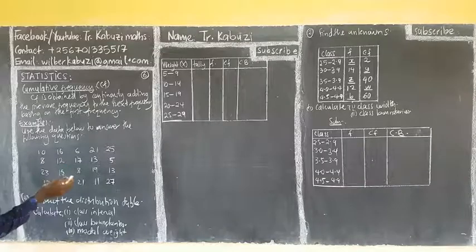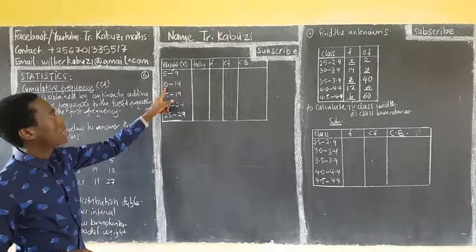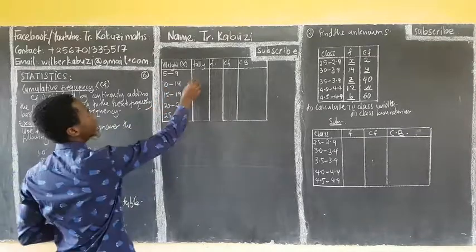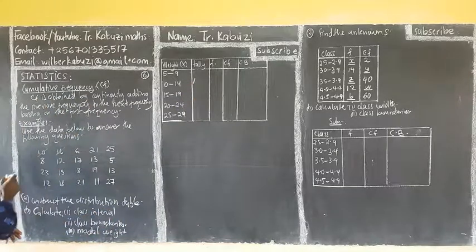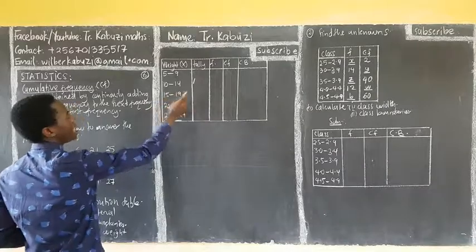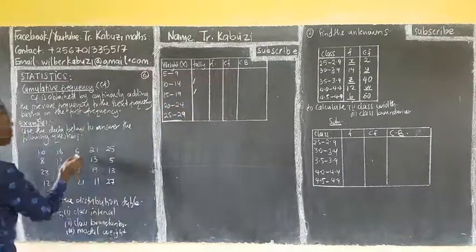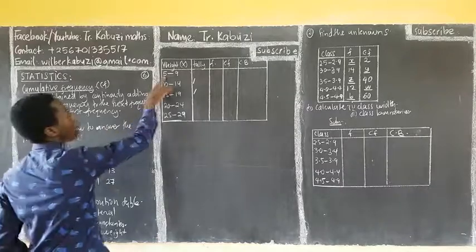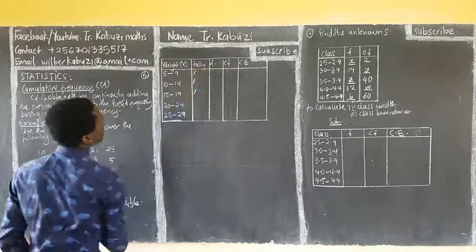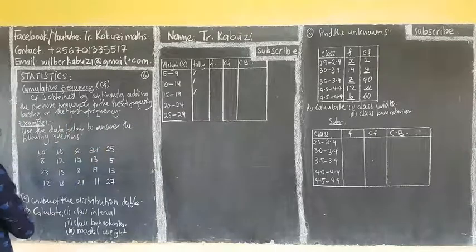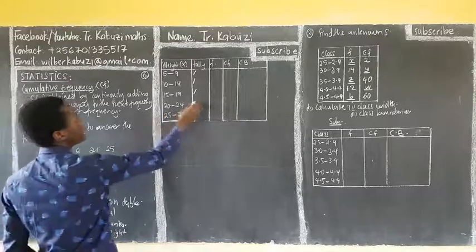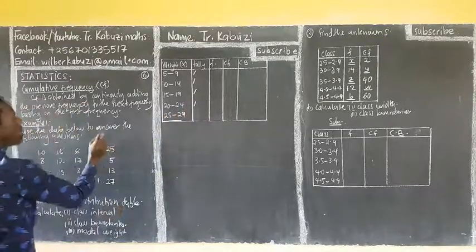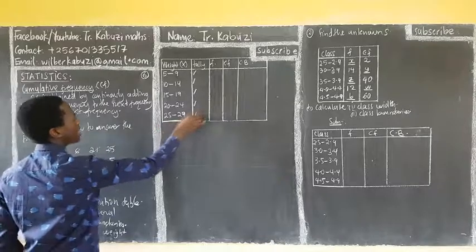Now, this is how we go about it. So this 10, when you cancel 10, you come here. 10 is between 10 and 14, so you put there a stroke or a stick. Then when you cancel the next one, it is 16. 16 is between 15 and 19, that's where 16 is. When you come to 6, 6 is between 5 and 9, that is where it falls. Then you cancel 21, you don't repeat it again. So 21 is between 20 and 24. 25 is 25, and that is the class where it falls.